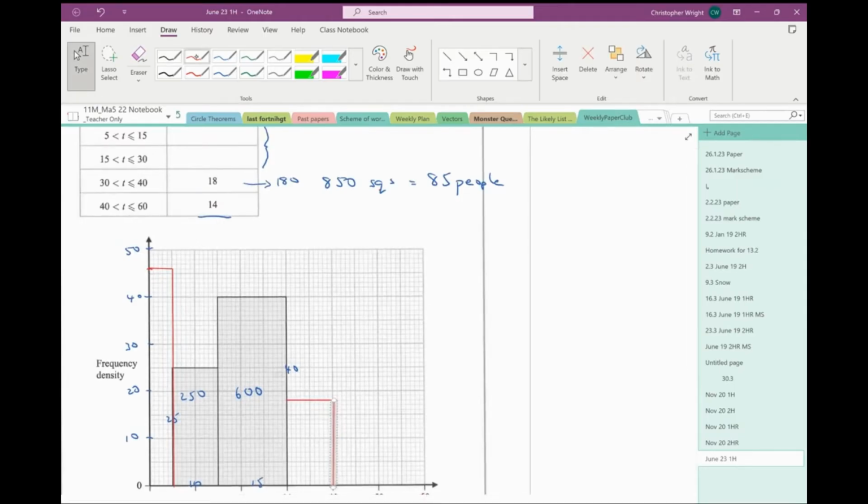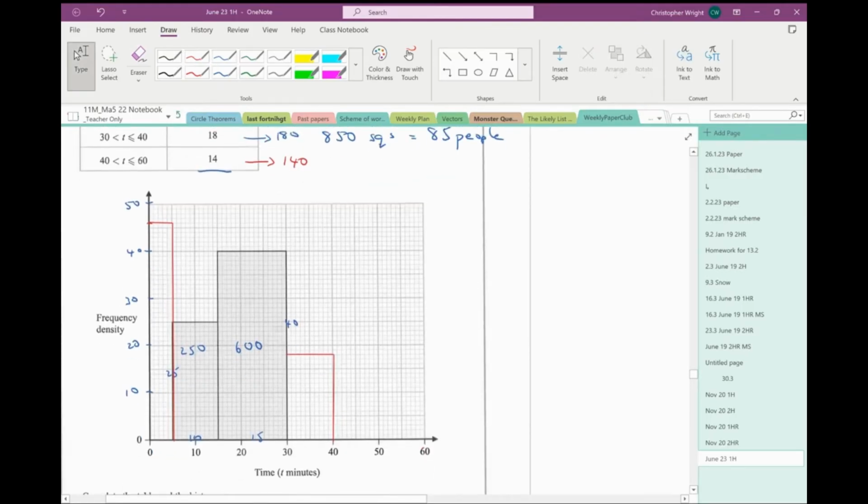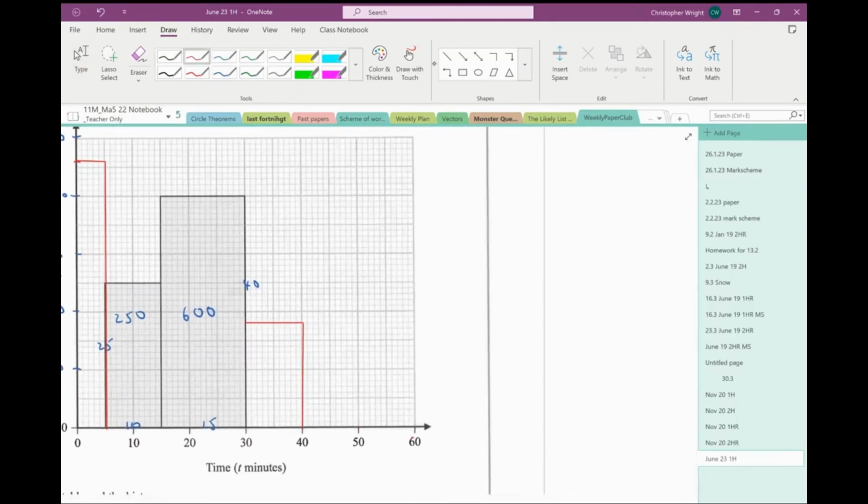Right. Now, 140 squares. And I see that it's 20 wide. So I'm going to have to go up to 7. 5, 6, 7. There we go.